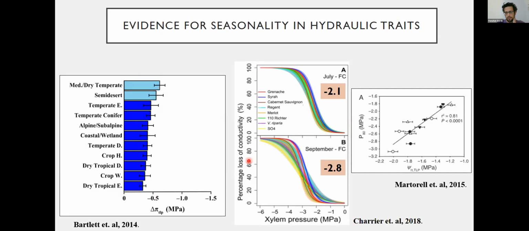Finally, Martorell took 2 grapevine cultivars with 2 water treatments and compared the P80 to the turgor loss point over the season, and he found a nice correlation.